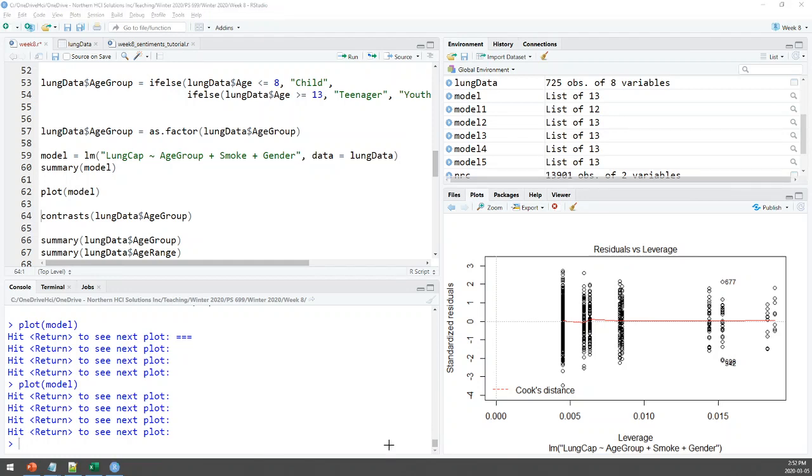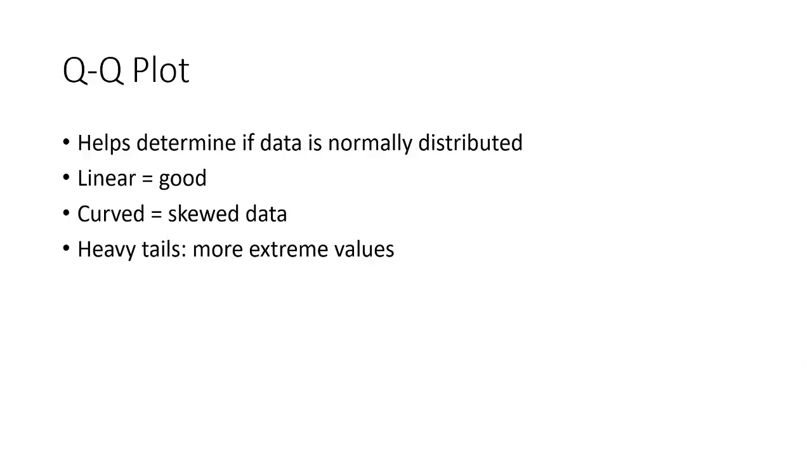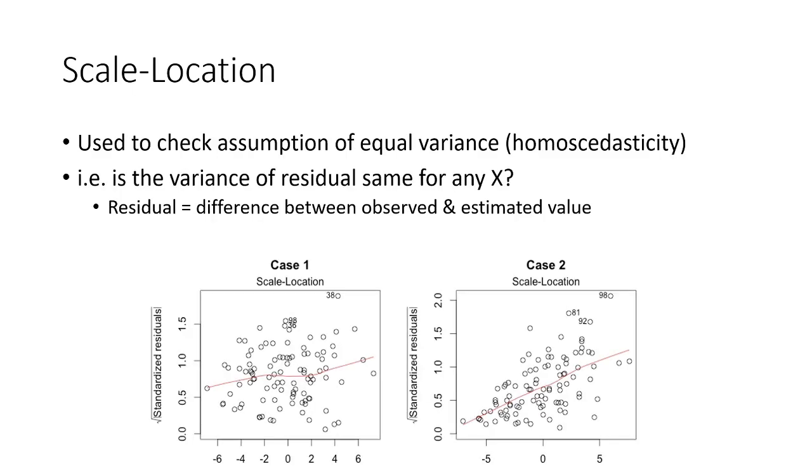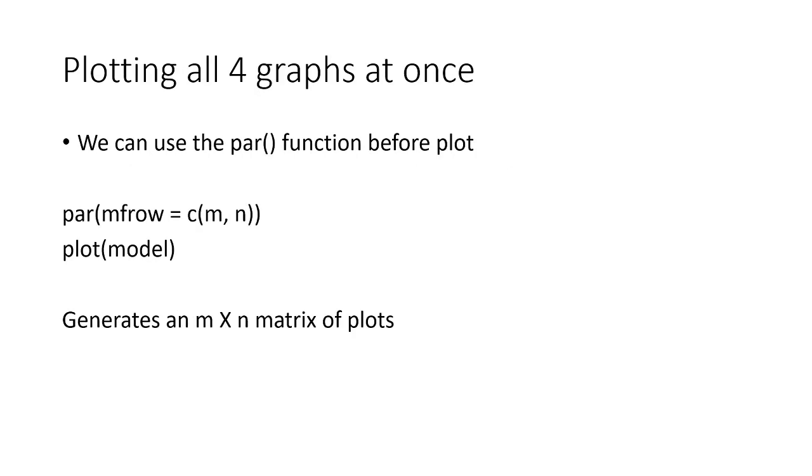So those are your 4 diagnostic plots. Your residuals versus fitted, your QQ plot, to determine if your data is more or less normally distributed, your scale location, and your residuals versus leverage. What if you want to plot all 4 of those at once? Well, we can use a function before we plot the model to say how many graphs we want to output at one time.